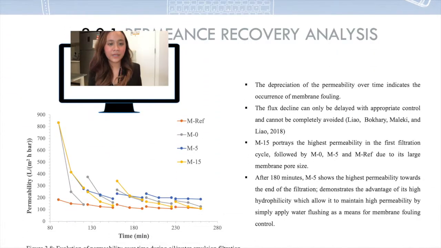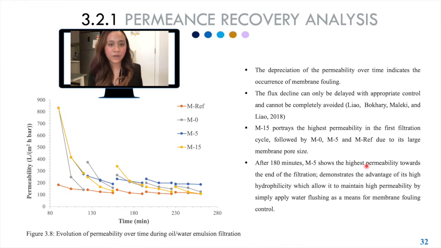For the permeance analysis, the first part of the filtration was performed for 90 minutes using clean water as the feed for compaction. Subsequently, the second part was conducted using oil water emulsion as the feed for 30 minutes, followed by flushing with clean water for 5 minutes in order to complete one filtration cycle. The oil water emulsion filtration was conducted in 5 cycles. The permeabilities of clean water and oil water emulsion in every part were recorded to evaluate the trend.